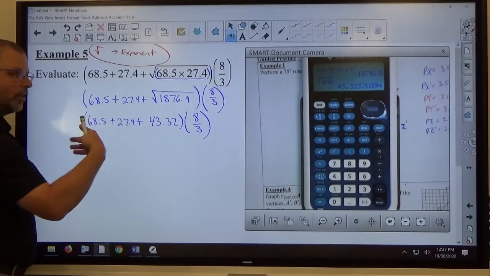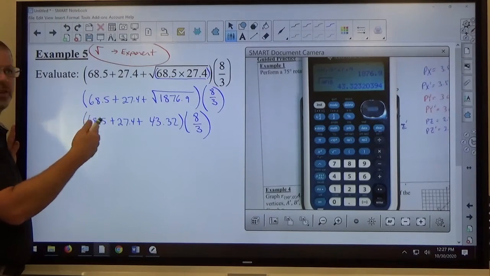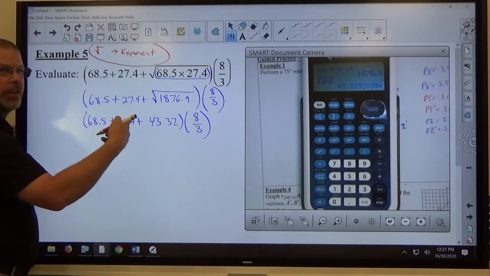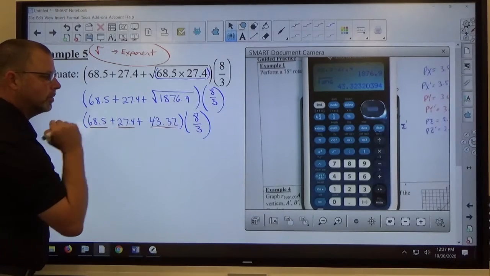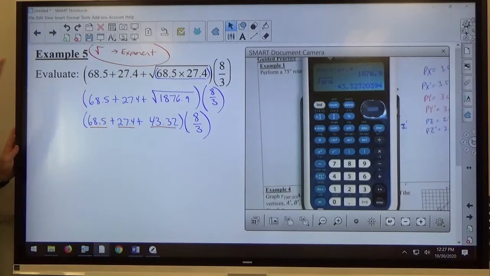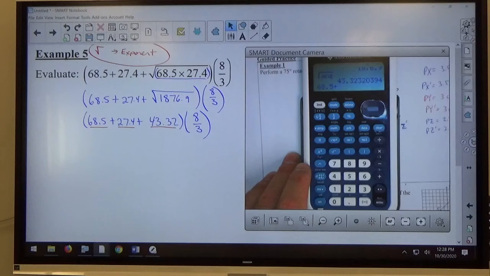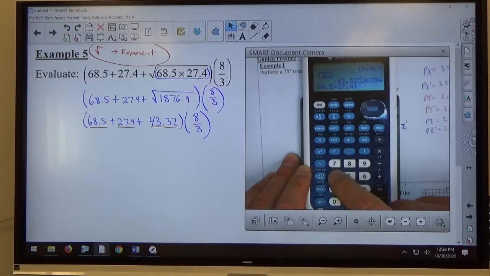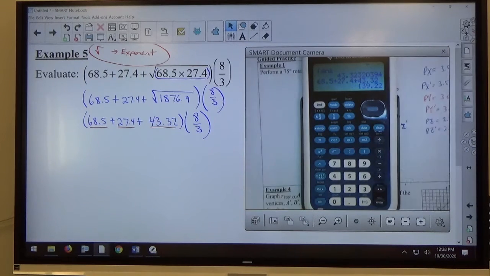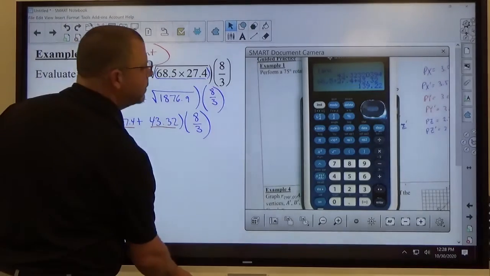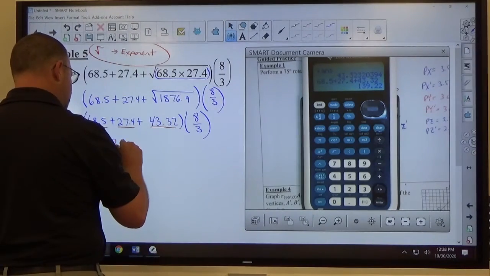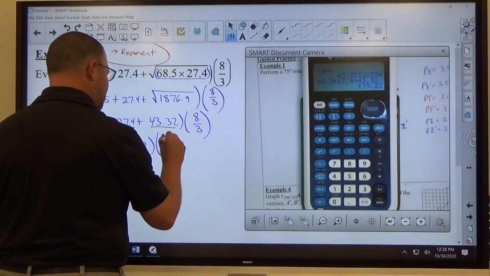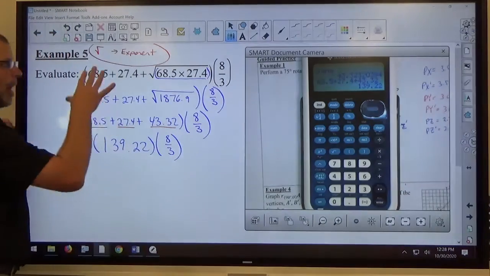Now, what's left in the parentheses, because I'm still in the parentheses phase of the order of operations. I keep doing the parentheses until I get the parentheses down to a single number. All this is addition, and it's not hard to add, but there are double-digit numbers and a couple decimal places, so I might just throw that in my calculator too. 68.5 plus 27.4 plus 43.32. The end result of all the inside stuff is 139.22. So 139.22 times 8/3.